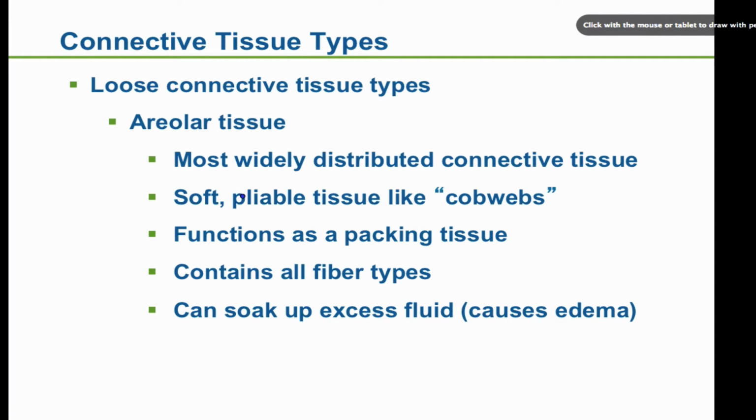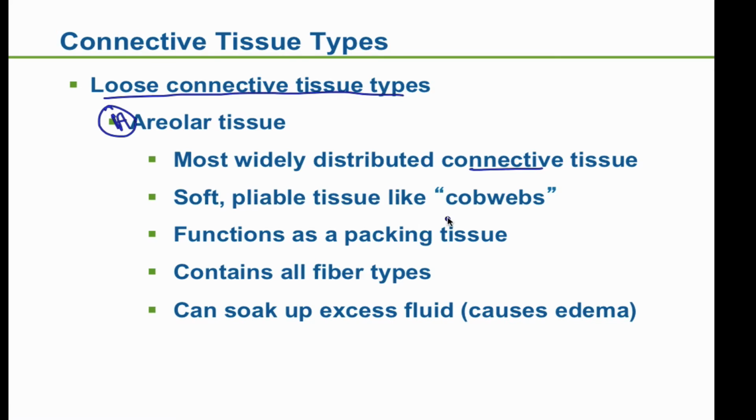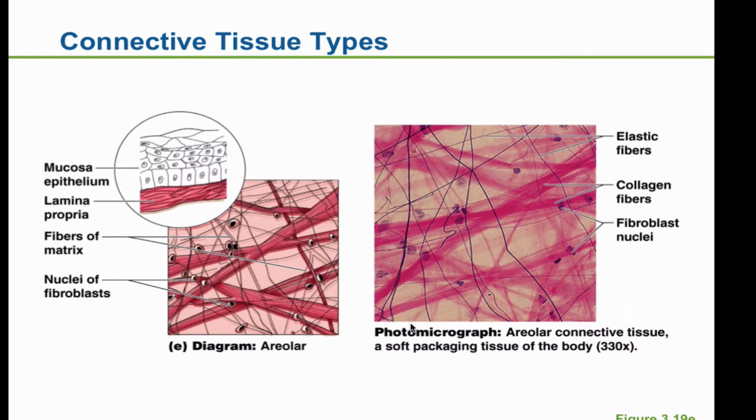All right, moving right on to loose connective tissue types. Here is the first loose connective tissue type. It's labeled A, if I'm looking at my notes. So you have the areolar tissue. This is the most widely distributed connective tissue. I would probably write: looks like cobwebs, looks like packing tissue, contains all fiber types, can soak up excess fluid. That's edema. And this one looks just like this. So when you see a diagram that looks like cobwebs, hopefully you'll be able to match that with the areolar tissue.